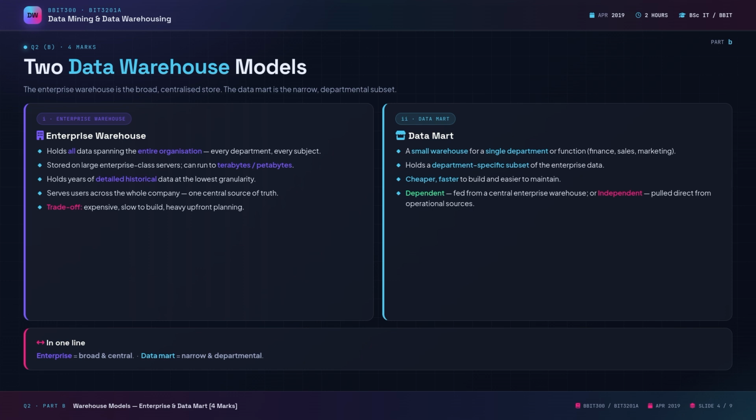It's cheaper and faster to build and easier to maintain. A data mart can be dependent, meaning it's fed from a central enterprise warehouse, or independent, meaning it's pulled directly from operational sources. In one line, enterprise is broad and central, while a data mart is narrow and departmental.